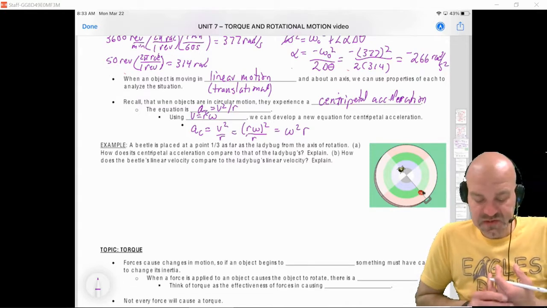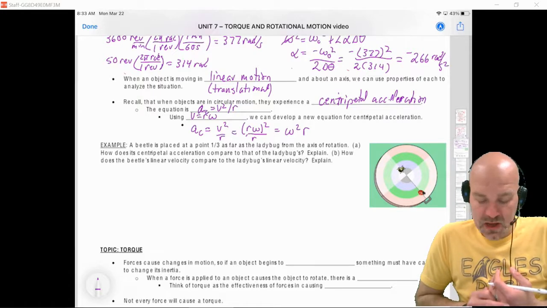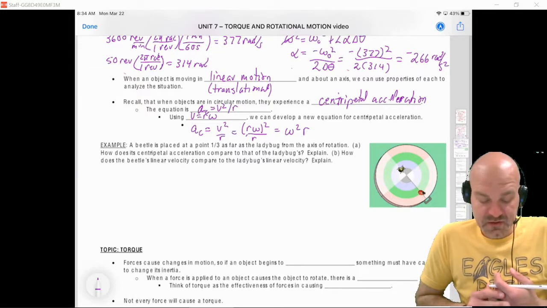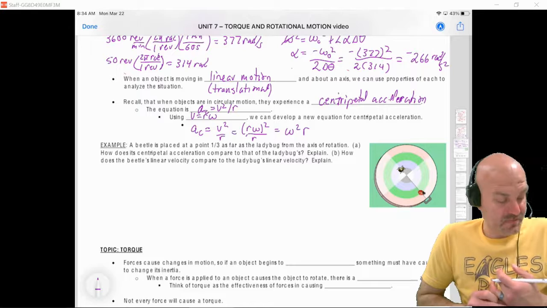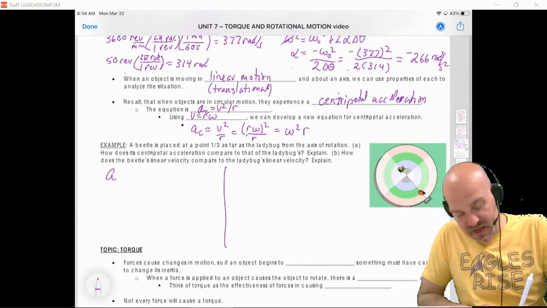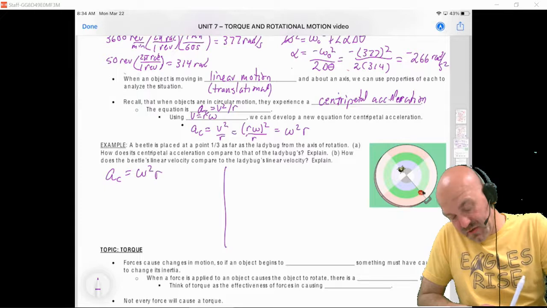It says a beetle is placed at a point 1/3 as far as the ladybug from an axis of rotation. A, how does its centripetal acceleration compare to that of the ladybug's, and explain. And then how does the beetle's linear velocity compare to the ladybug's linear velocity, and explain. And so let's use our factors of 1, right?